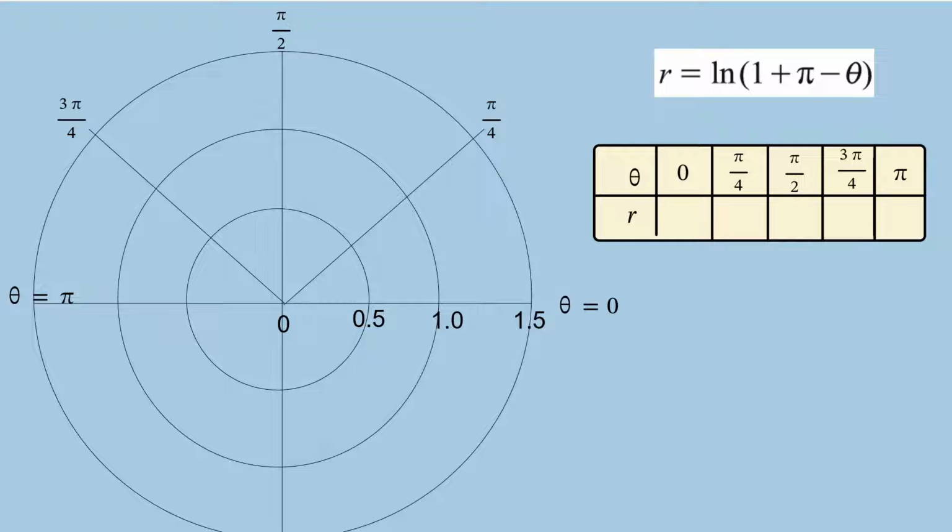When we do, when theta is 0, r will come out as 1.4 to 1 decimal place. When theta is a quarter pi, r will be equal to 1.2. When theta is half pi, r will be 0.9. When theta is 3/4 pi, r will be 0.6. And when theta has a value of pi, r will have a value of 0. We're going to plot these points on our polar plane, and we can see that the graph comes out like this.